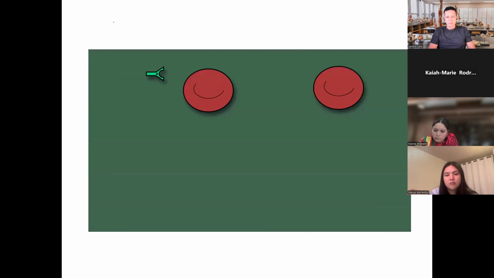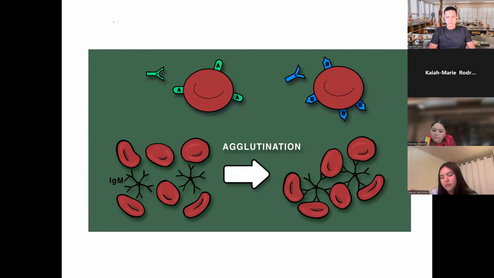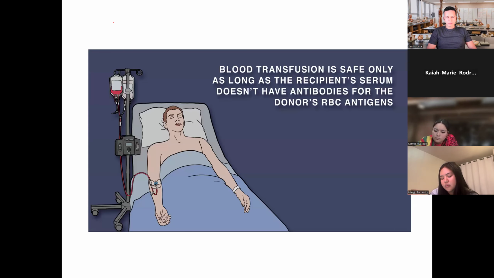If antibody A encounters antigen A, or if antibody B encounters antigen B, an agglutination reaction results. This is very dangerous, and we'll cover this in a follow-up video. Blood transfusion is safe only as long as the recipient's serum doesn't have antibodies for the donor's blood cell antigens.